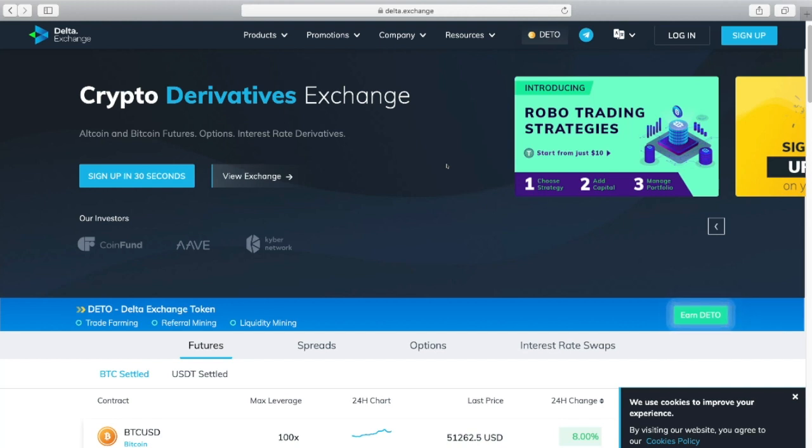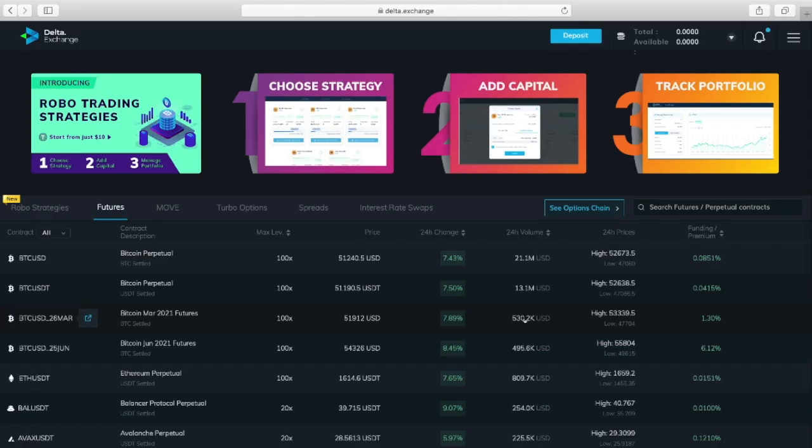So the first thing we need to do is sign up. It's very easy, so I will not show how to sign up. I will sign up and we'll go back. Okay, after I sign up and log in, this is the dashboard of this exchange.